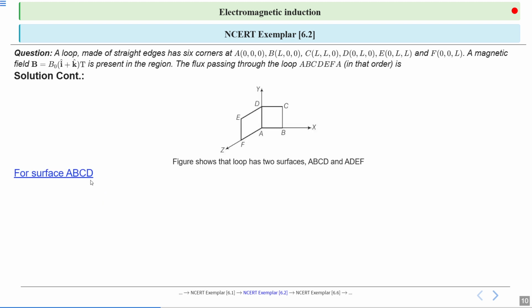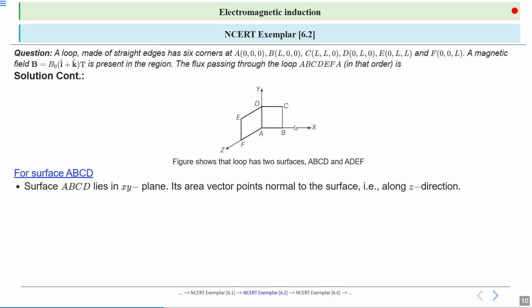Surface A, B, C, D lies in the XY plane. Its area vector points normal to the surface, so it will be along the Z axis. We can write the area of ABCD as A1 and the area of ADEF as A2, and the combined area of this loop will be A.